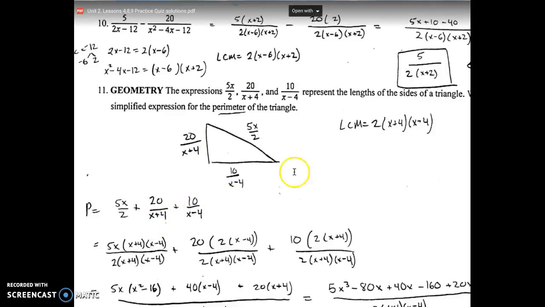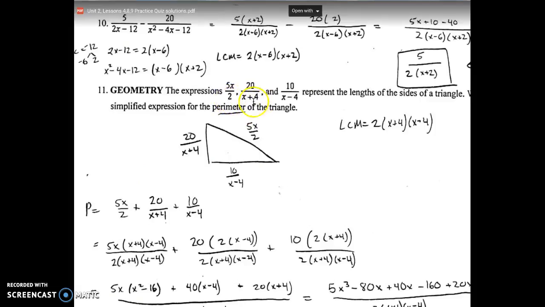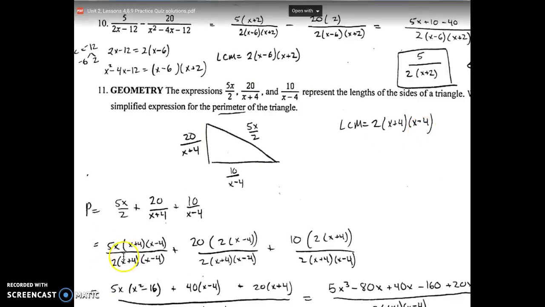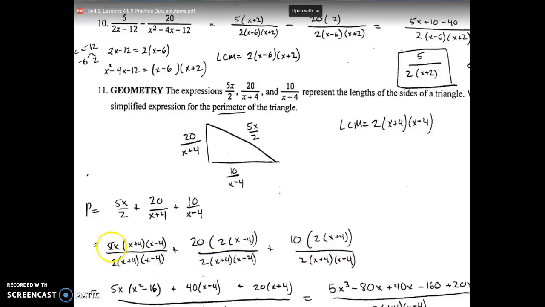So I found my common multiple, multiplying my 3 denominators together because they don't have anything in common, is 2 times x plus 4 times x minus 4. So I'm doing 3 fractions with each one of them has that same denominator. The first fraction, 5x, what was it missing? It was missing the x plus 4 and the x minus 4. So I need to bring them in on the top.